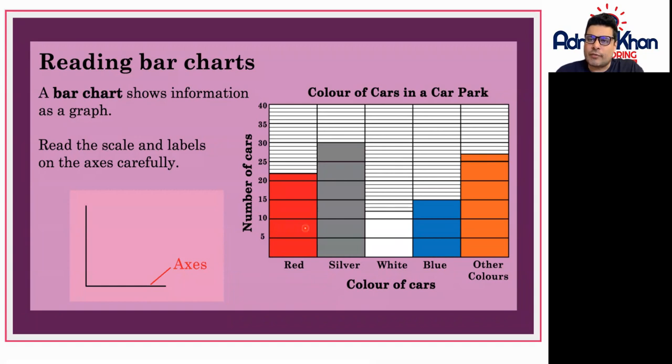If you look at this graph here, this is pointing to probably just around about 22 cars being red. If you look at the blue car, just point at the blue bar here, look on the left-hand side, and you can see the number of cars that are blue is 15.